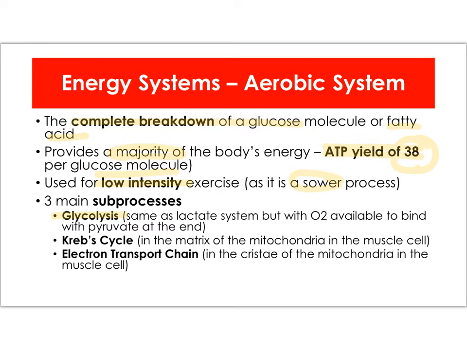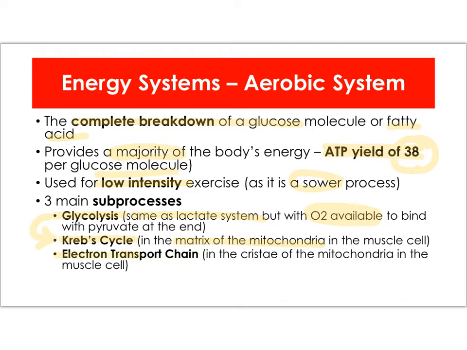Glycolysis occurs. So it's exactly the same as the lactate system, but this time when it gets to pyruvate, we've got available oxygen to bind with the pyruvate, which immediately takes it into the next stage, which is called the Krebs cycle. This occurs in the matrix of the mitochondria and the muscle cell.